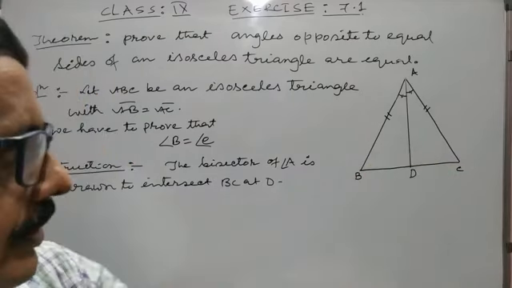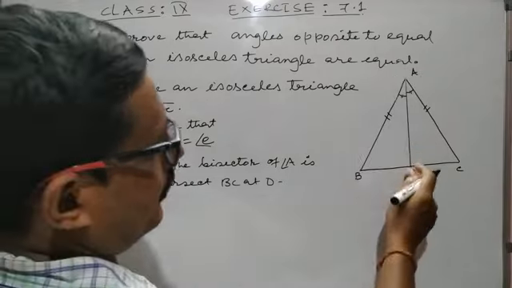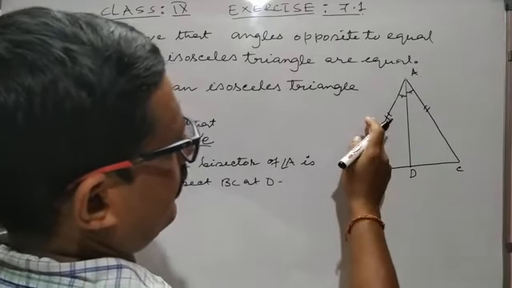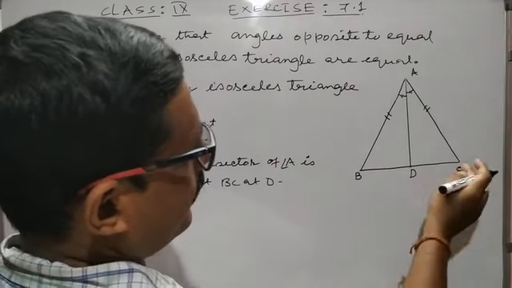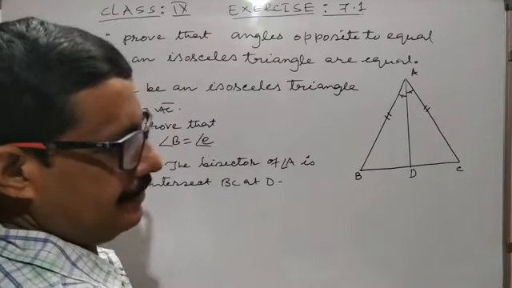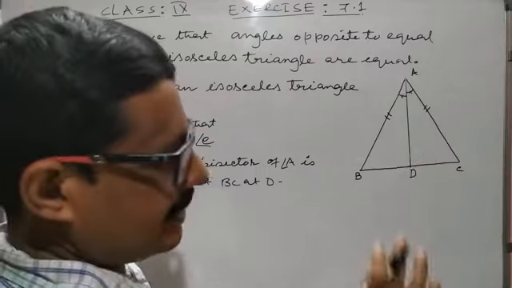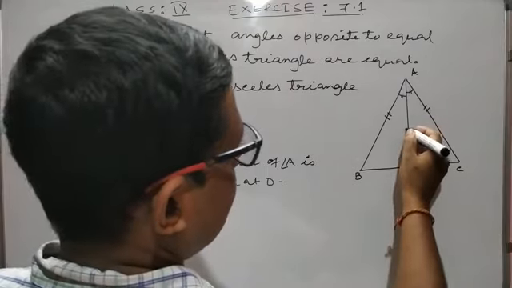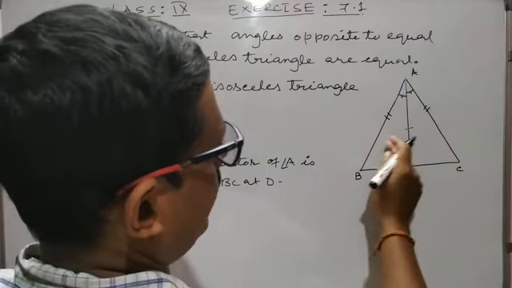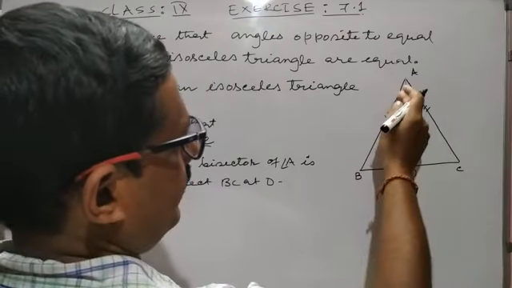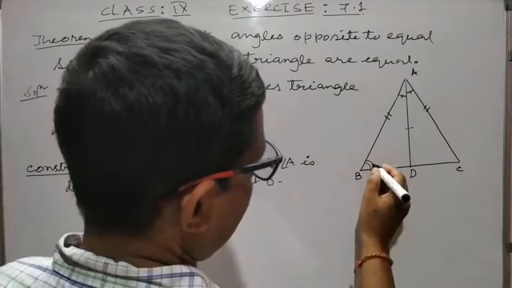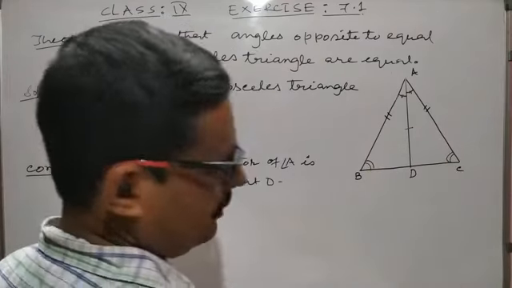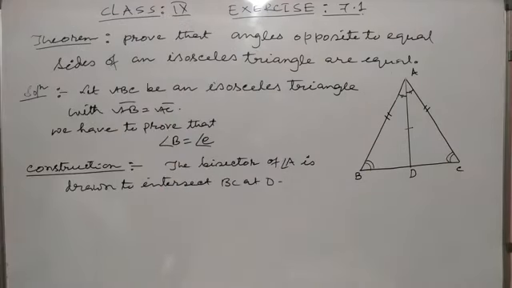So from triangle ADB and triangle ADC, we have AB equal to AC and angle BAD equal to angle CAD, since AD is the bisector of angle A, and this is the common side. Therefore, these two triangles are congruent by side angle side, and hence we can say that this angle equal to this angle by CPCT. Now we have done the proof in diagram. Now we will write this proof.